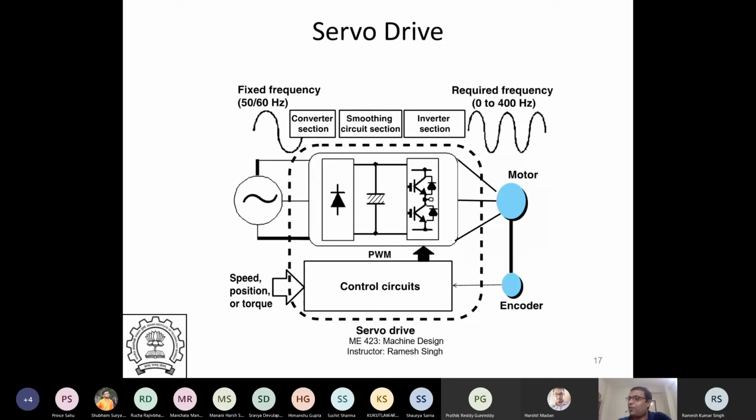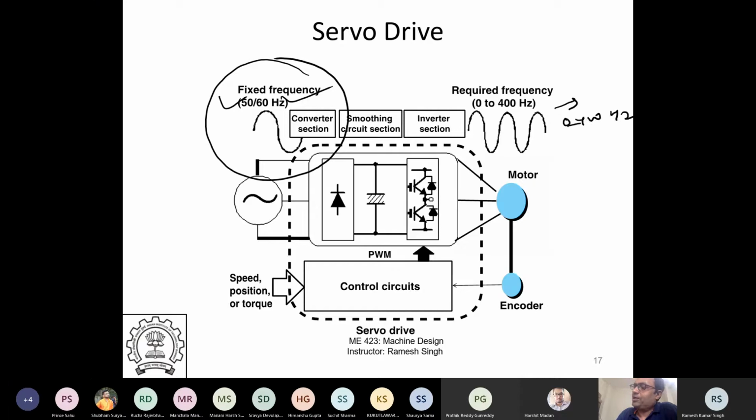The basic operating principle is the same as an inverter, where it takes AC power to DC power at a certain frequency. This is the supply frequency, 50 or 60 hertz, depending upon where you live. If you live in India, it's 50 hertz. If you live in America, it's 60 hertz. What you give the motor is 0 to 400 hertz. There is something called pulse width modulation, which is used to control it. And there are converter circuits, a smoothing circuit section, and an inverter section.